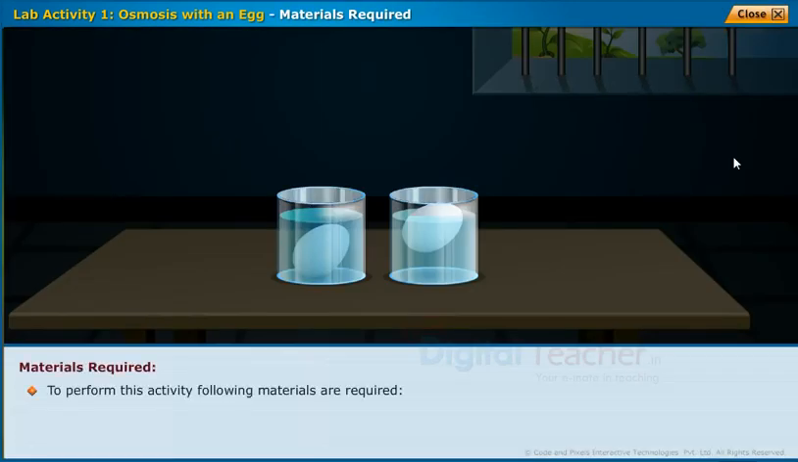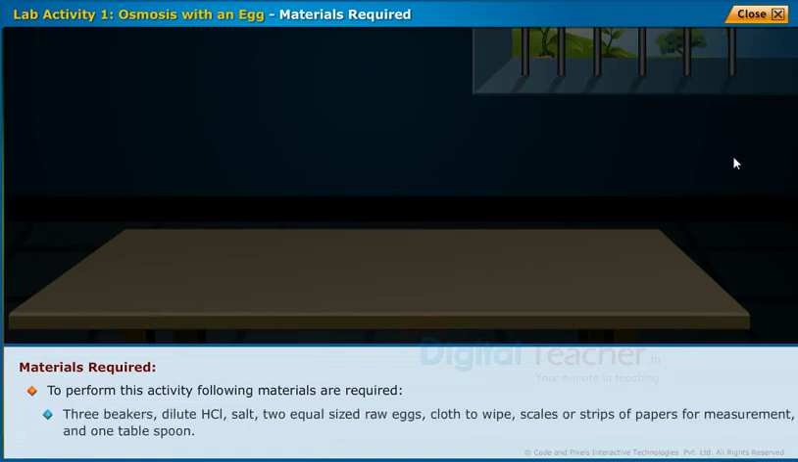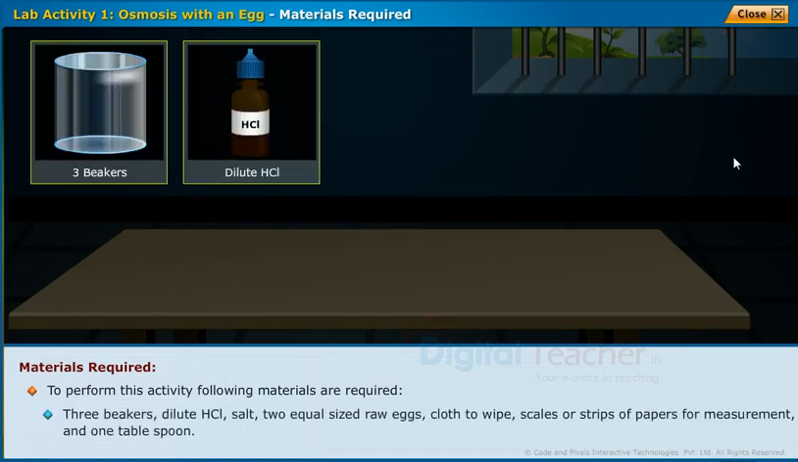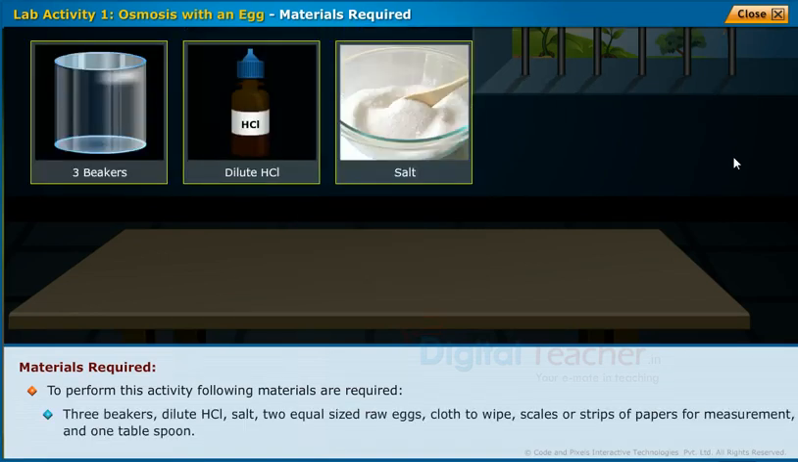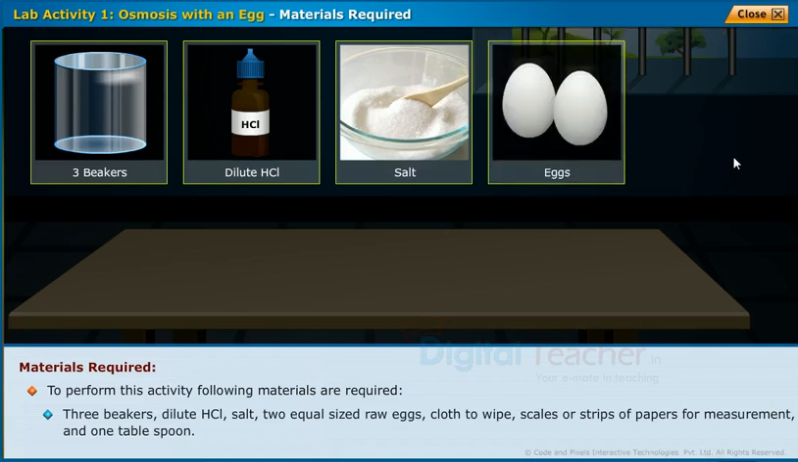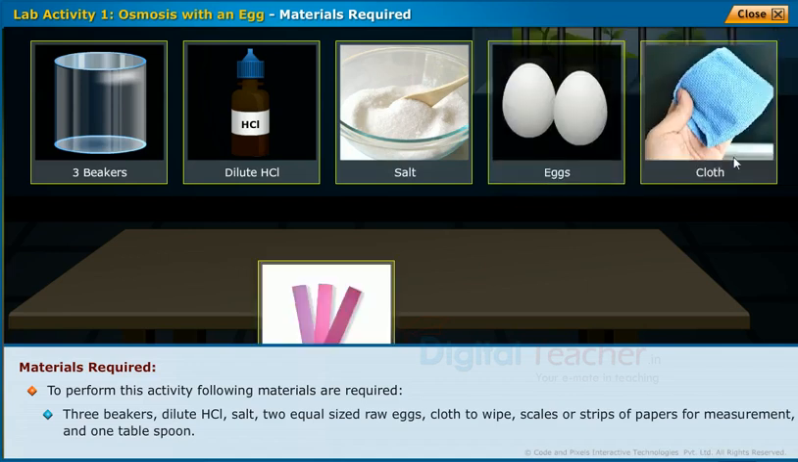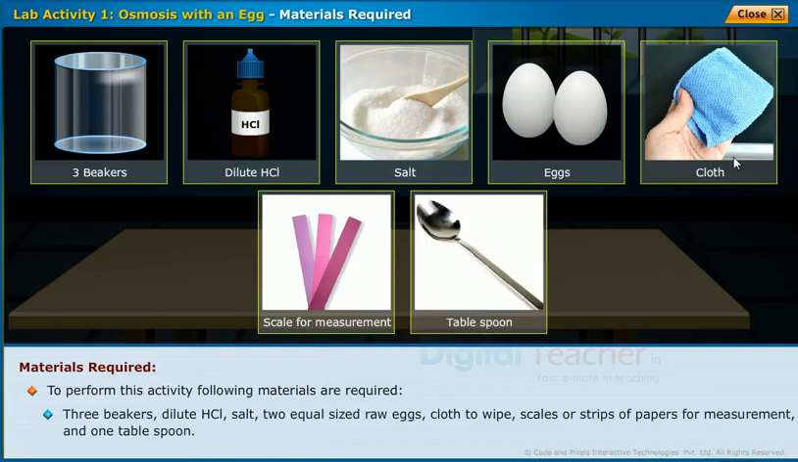To perform this activity, the following materials are required: 3 beakers, dilute HCl, salt, 2 equal sized raw eggs, a cloth to wipe, scales or strips of paper for measurement, and 1 tablespoon.